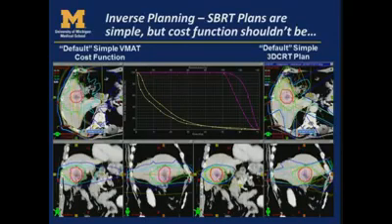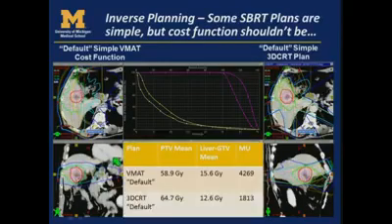And when you do that, you can run into potentially unexpected results. This is showing these two plans. Here, the triangle is the 3D plan, and the square is the VMAT plan. What you'll see is that the default type of VMAT plan has a lower PTV dose, a higher liver dose, and way more monitor units.